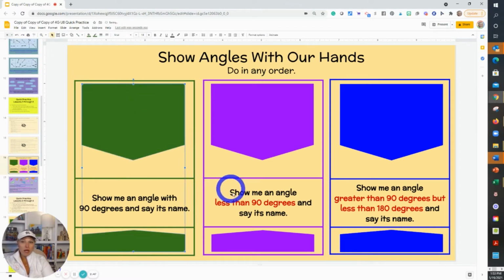So you can have them do both at the same time. Show me an angle with 90 degrees, and they might say right angle. Okay. And they show it at the same time that they say it. Up to you how you want to manage it. But again, everyone is chorally responding.